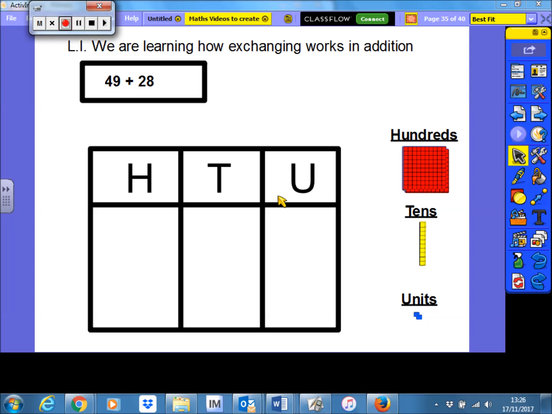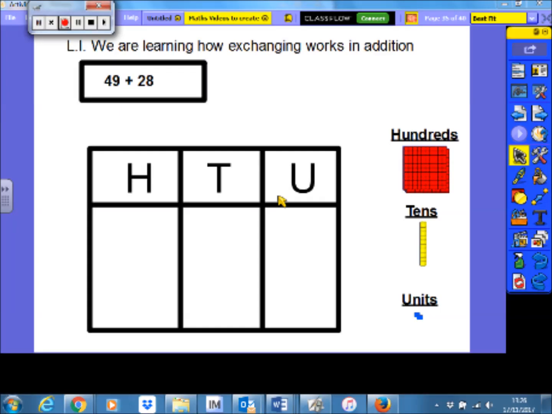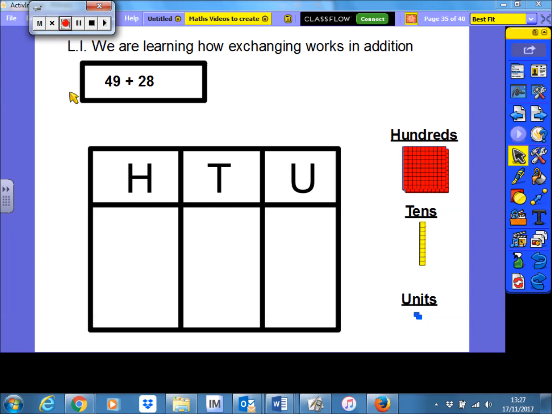Hi guys, in today's video we're going to be looking at how exchanging works and what it means to exchange in a calculation. For anyone unsure, exchanging is what was referred to in the good old days as carrying a number. Now, before we get started, it's important to understand how place value works with respect to how a number is actually constructed. So let's take this number here, 49.